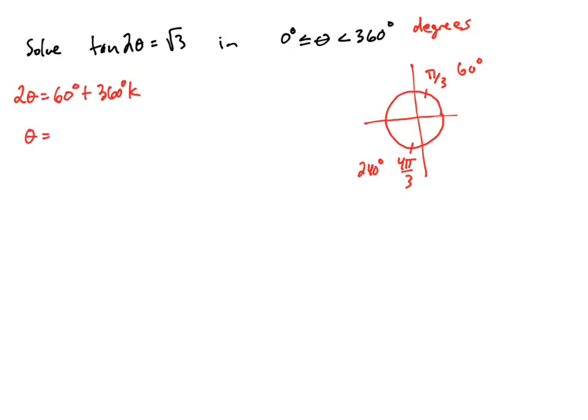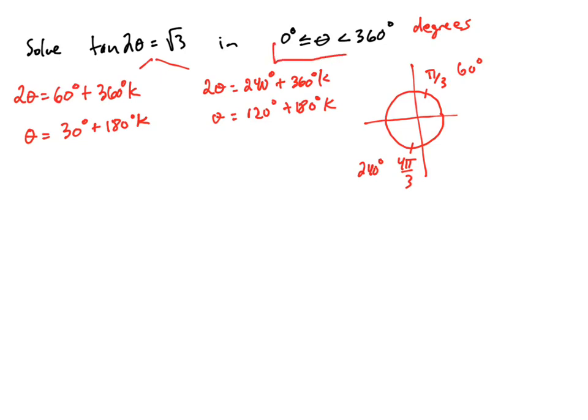We get theta is equal to 30 degrees plus 180 degrees times k, and then we'll test values for k. In the second branch of the equation, we're going to get 2 theta is equal to 240 degrees plus 360 degrees times k. We end up with theta is equal to 120 plus 180 degrees k. So again, we're just going to test values for k to find angles that are between 0 and 360 degrees. So why don't you hit pause and see if you can find these values.